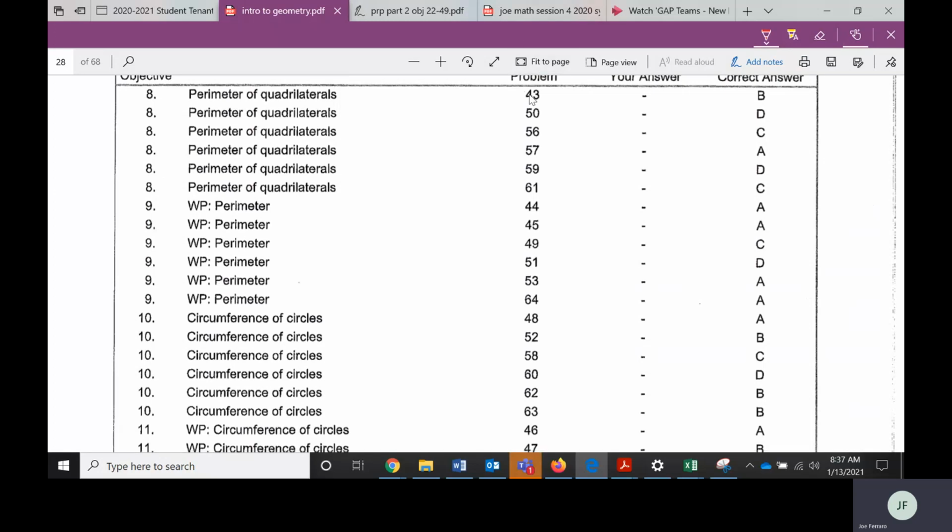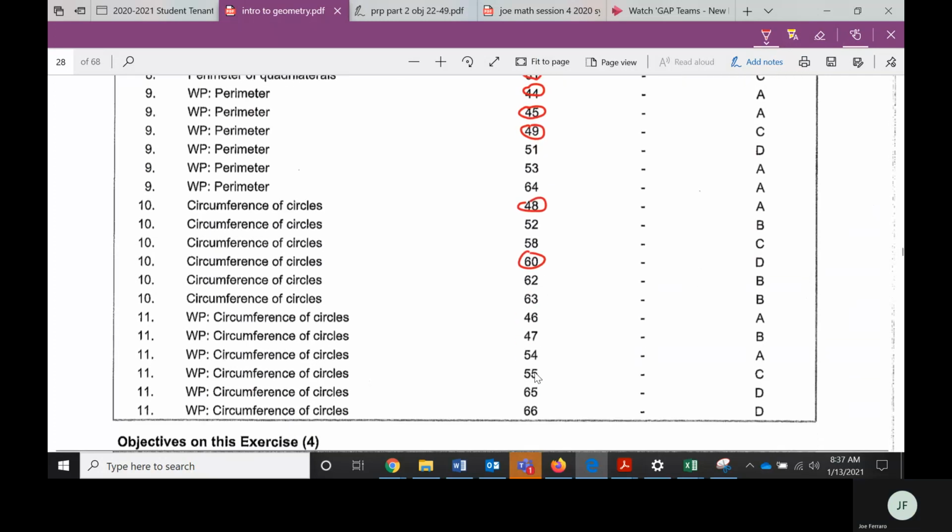So we did 43. I kind of started 50. I drew a picture on that one. We did 61. We did 44. We did 45. 49. We did 48 and 60. We did 46, 47, and 54.